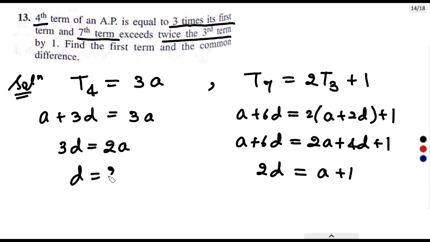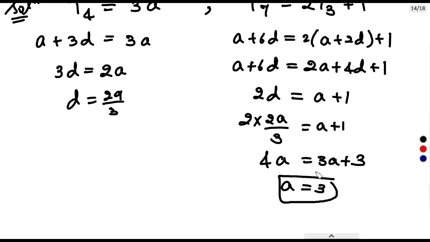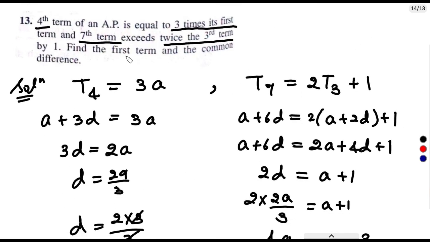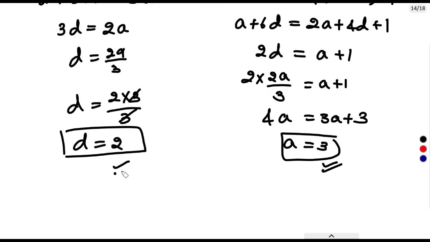This D is equal to 2A upon 3. Put कर दीजिए. A is equal to 3. It means D is equal to 2. Find the first term and common difference. So first term is 3 and common difference is 2.